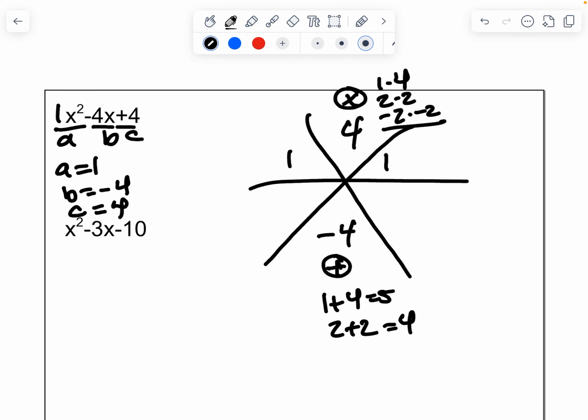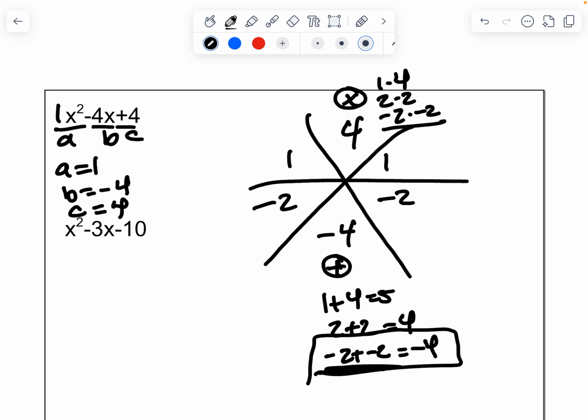What about -2 times -2? That also multiplies to 4, right? -2 plus -2 equals -4. So those do check out. As soon as you find one that checks out, you've got your combination. There's only ever going to be one combination. So the numbers that I'm using here are -2 and -2.